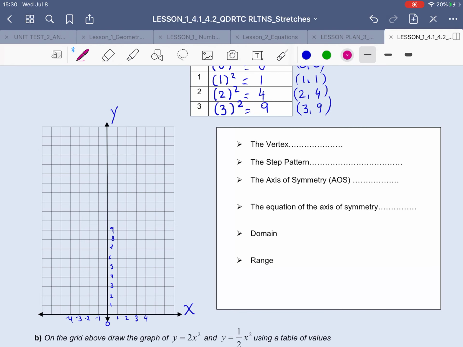When x equals -3, y was 9. So here we go, (-3, 9). When x equals -2, y was 4. At -1, y is 1. At 0, 0. At 1, 1. At 2, 4. At 3, 9. And now I will connect the points.